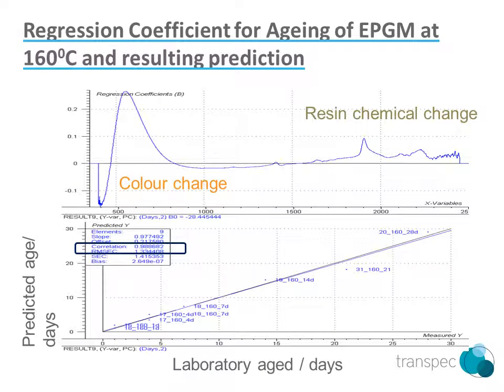The graph above shows a regression which shows the area of the spectra that are contributing most to the measurement properties. Here the colour region and carboxylic acid region is related to the days of aging at 160 degrees. The plot below shows the model prediction against actual values. The correlation is very good. Interestingly, TranSpec picked out different correlations for aging at 100 degrees where no colour changes occurred. Again, increasing knowledge.